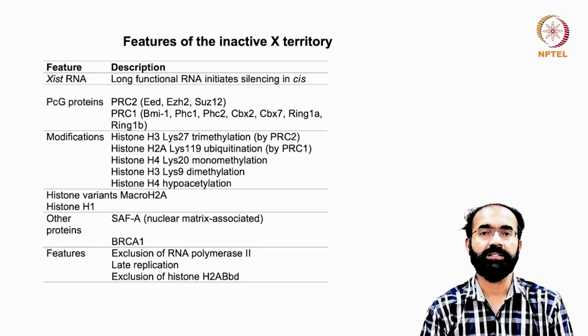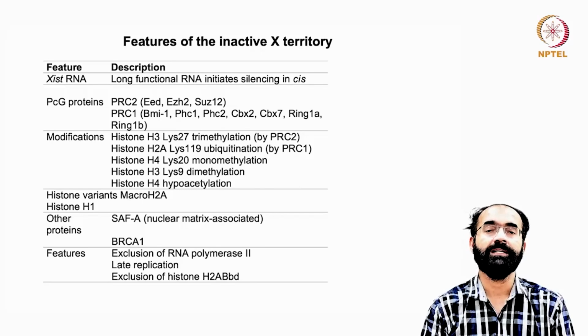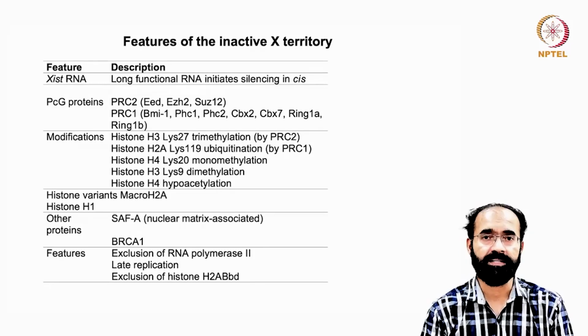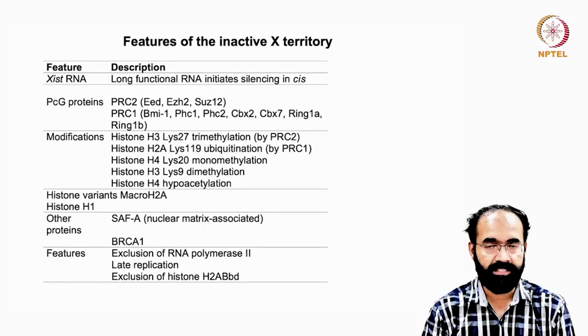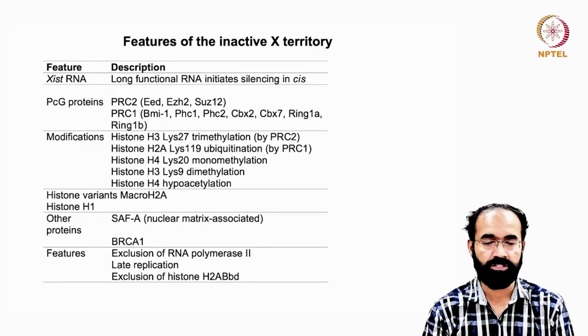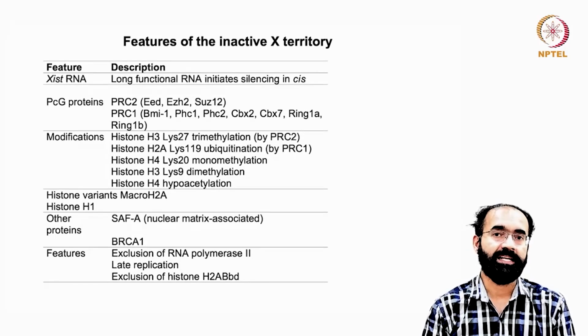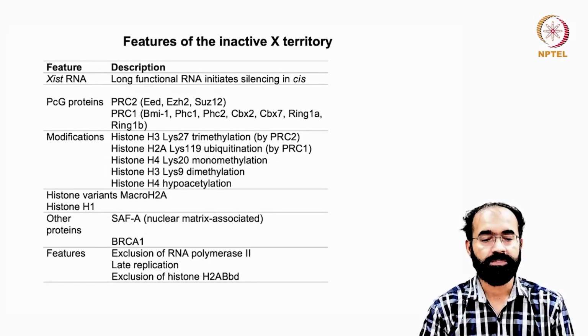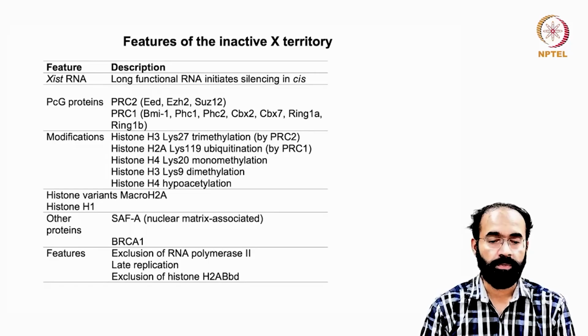If you and your friend are sitting in one room and you are talking to your friend, it is called cis. And if you are talking to someone over the phone who is in another country or another state, that is called trans, in an easier way of making you understand. So XIST acts in cis, that is on the same chromosome where it is produced. Then come the polycomb group proteins.